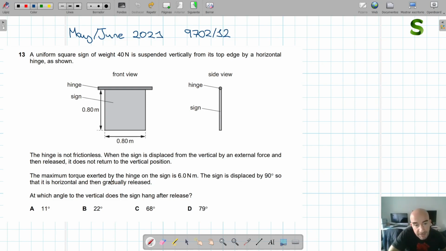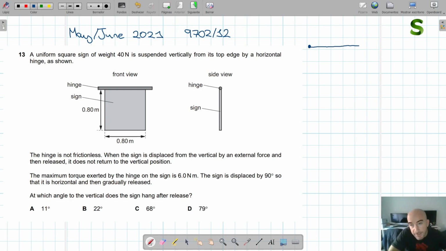So the maximum torque exerted by the hinge on the sign is 6 newton metres. The sign is displaced by 90 degrees, so that it's horizontal, and then gradually released. At which angle to the vertical does the sign hang after release? So as I said, the first thing is to understand what is going on.